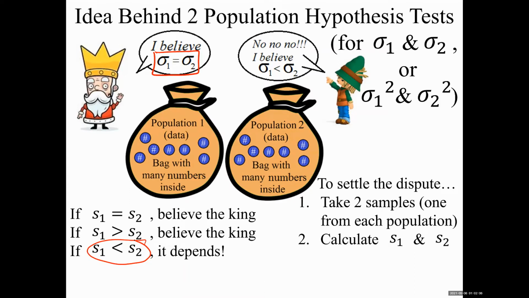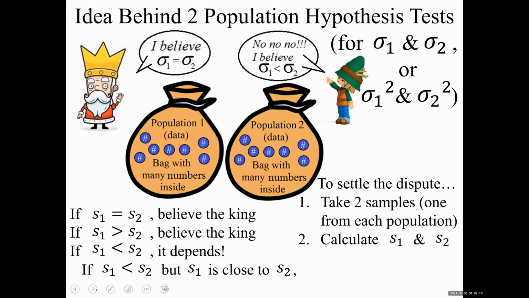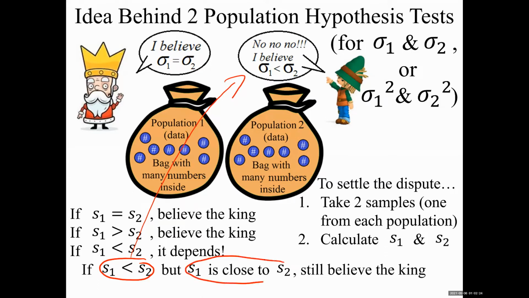So it depends. Who do you believe? It depends on how close they are. If S1 is less than S2, but they're close together, we're still going to believe the king. So think about it like this. If S1 is less than S2, the fact that we're getting a less than is a little bit of evidence in favor of the peasant, but the fact that they're close together is a little bit of evidence in favor of the king. So we don't have overwhelming evidence in favor of the peasant, therefore we side with the king.